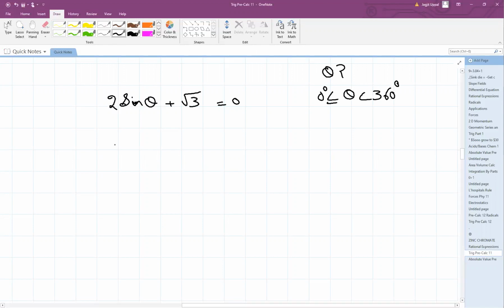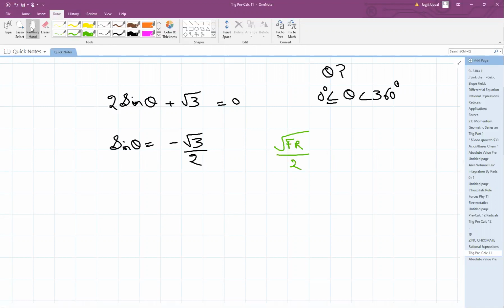So what we're going to do first is isolate sine theta. Minus square root 3 goes to the other side, so it becomes minus square root 3 over 2. Guys, what's the formula for sine theta? The finger method: square root of fingers on the right over 2. Now look at this. This is 2, this is 2. This is going to tell me how many fingers are on the right. I have 3 fingers on the right.